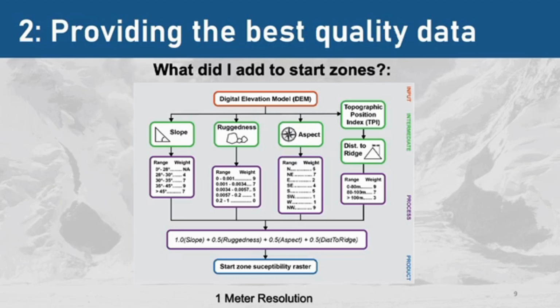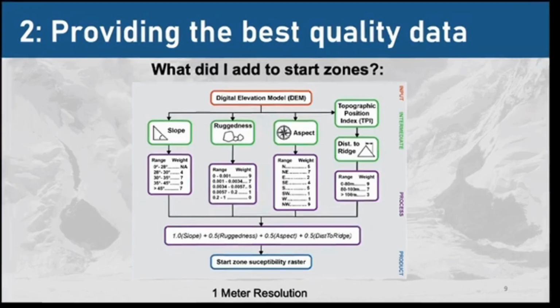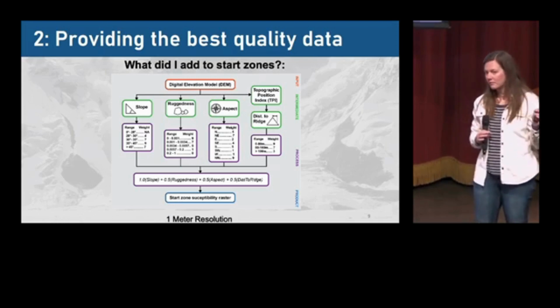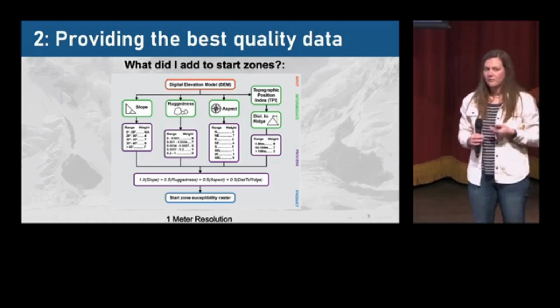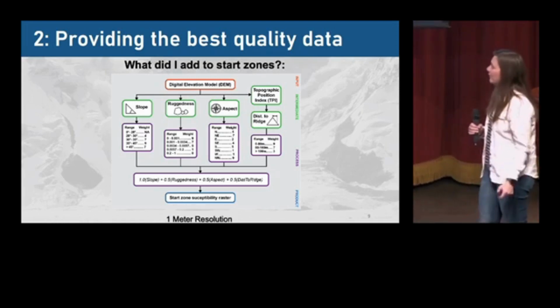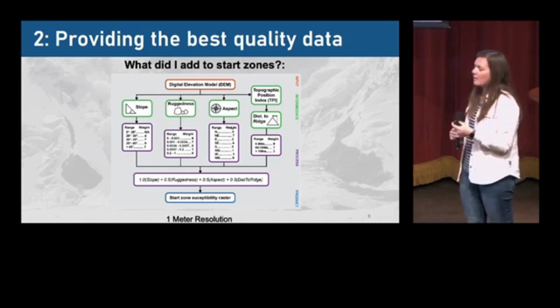Then you weight them. Don't worry about the numbers, but the higher the number, the more likely it is to cause an avalanche. These numbers were based off a pretty extensive literature review, and I'll get into those numbers later, but they can also be made better. You add them all together.